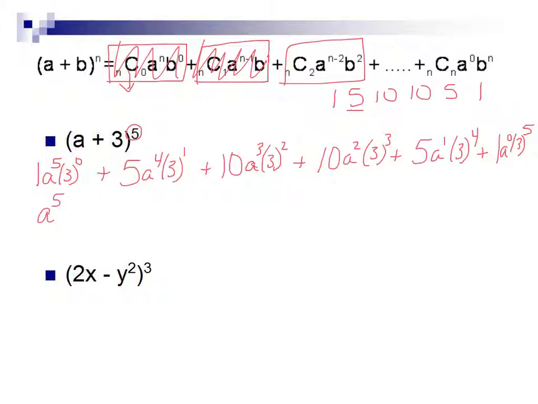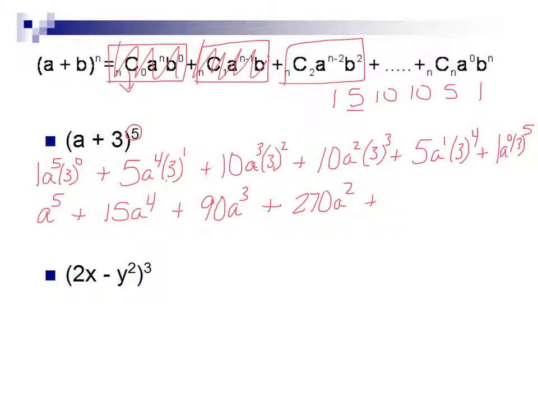Nice and easy. Plus. Okay, here I have a 5, but I also have this 3 to the 1st, which is 3, and 3 times 5 is 15, a to the 4th. Plus. I've got a 10, and I've got a 3 squared. That's 9 times 10, so that's 90, a to the 3rd. Plus, I've got a 10 times 3 cubed, that's 270, a squared.